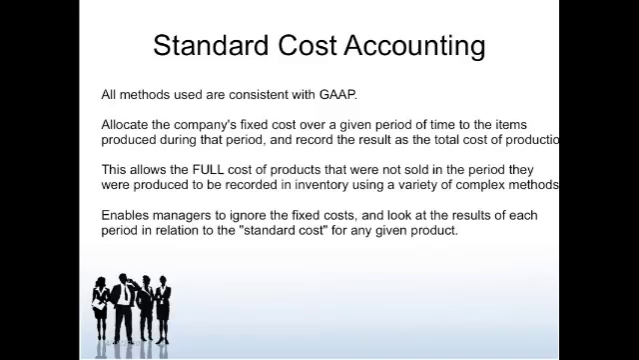Standard cost accounting methods used are consistent with GAAP. By using a standard cost for quantity and cost, it allows for calculations on the company's performance during that period to see how good or bad they did. It also enables managers to evaluate how different departments do separate of each other, for example, a production manager and a purchasing manager.